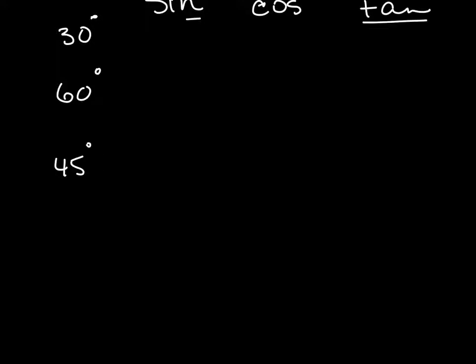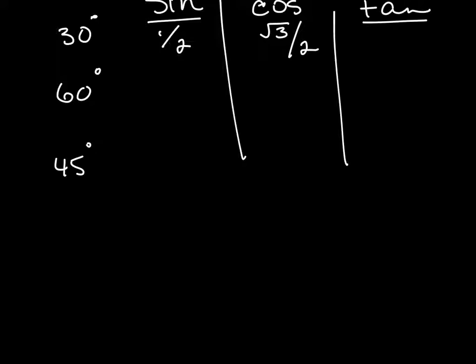We have 30 degrees, we have 60 degrees, and we have 45 degrees. And if we look at sine, cosine, and tangent, if we were to build a chart, we now know that the sine of 30 degrees is 1/2. We know the cosine of 30 degrees is square root of 3 over 2. And we know that the tangent of 30 degrees is square root of 3 over 3.